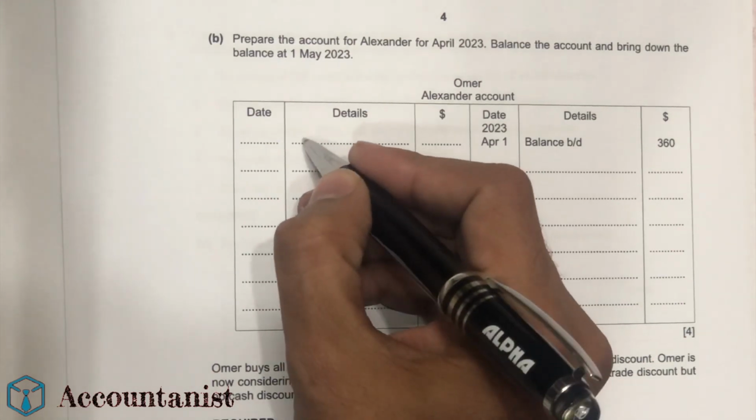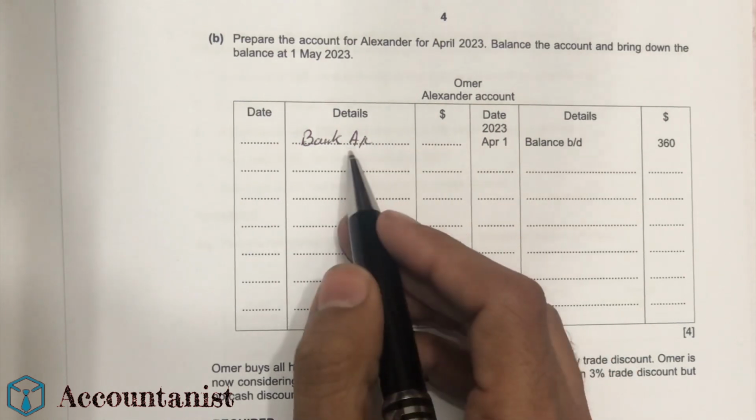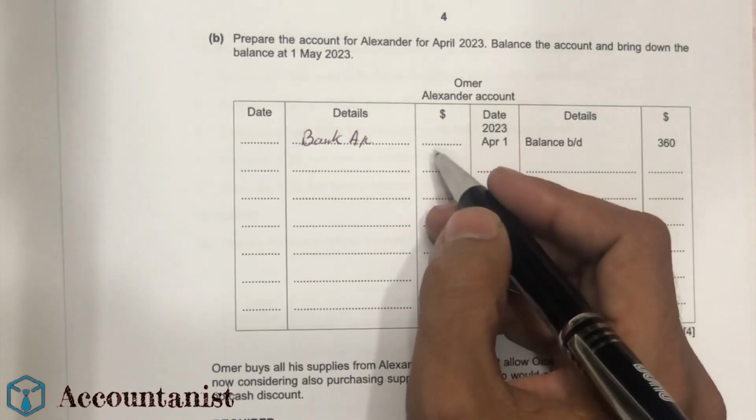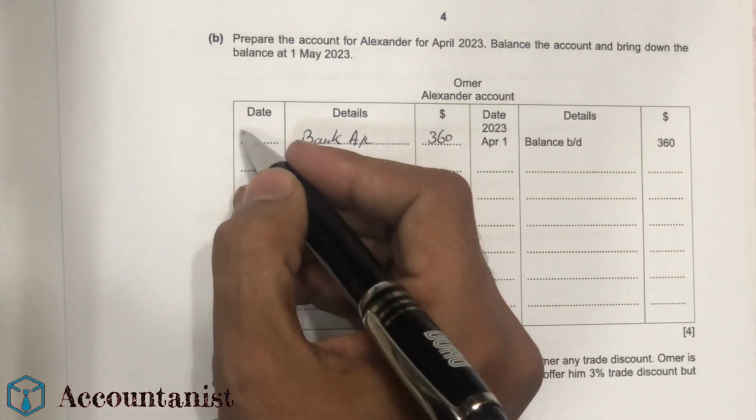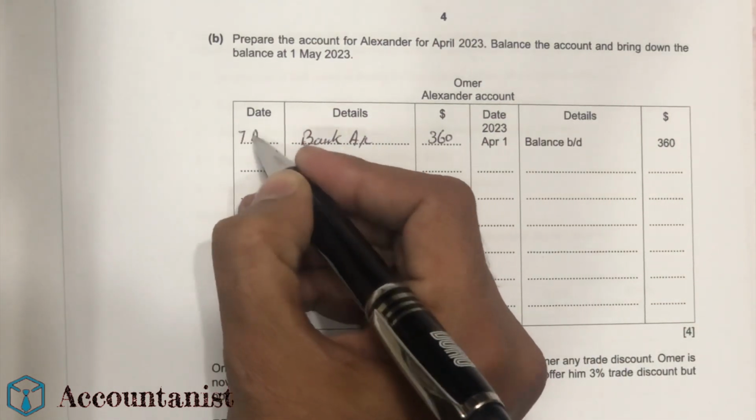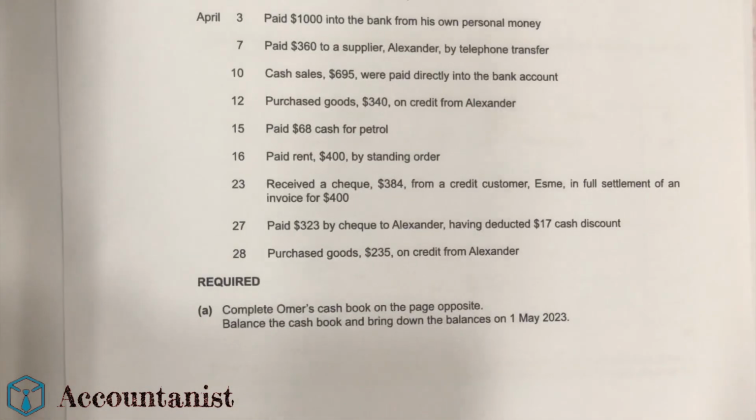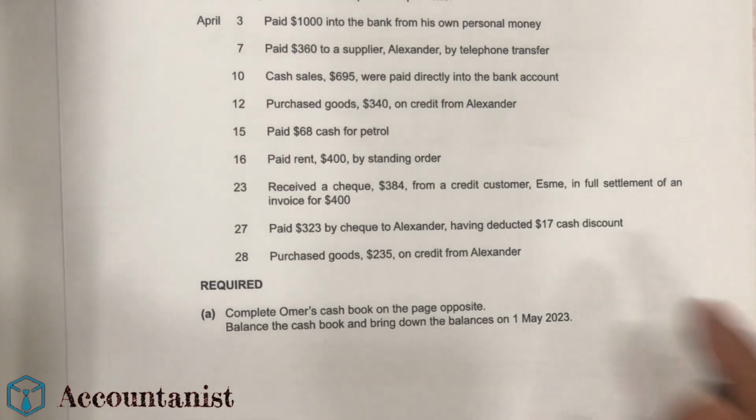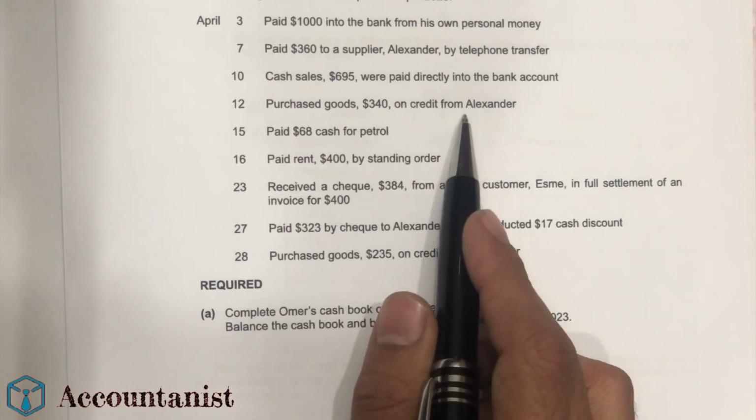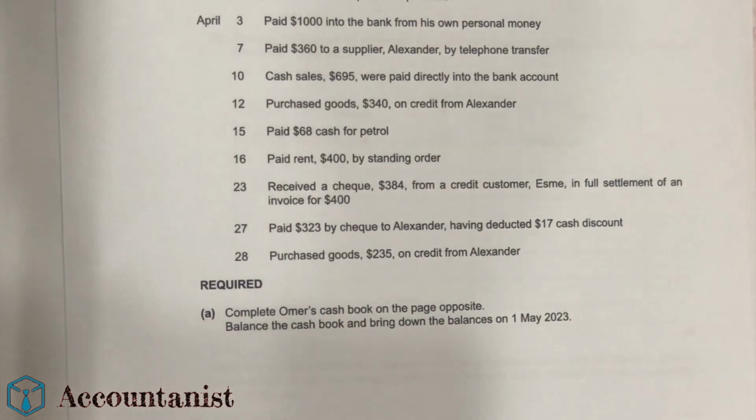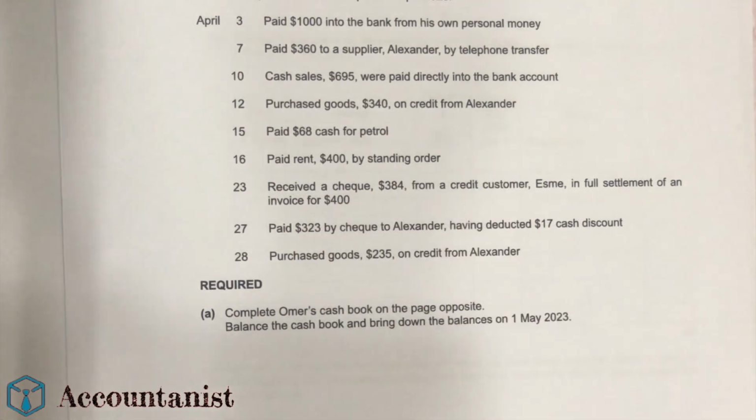So I'll write down here the bank account, because it was credited in the cash book. So this account will be debited, and the amount was 360, and the date was 7th of April. So I'll write down 7th April here. The next transaction that we have with Alexander, let me see, yes, purchase goods $340 on credit from Alexander. So we'll do the debit of purchases. The double entry of this transaction is debit purchases and credit Alexander.